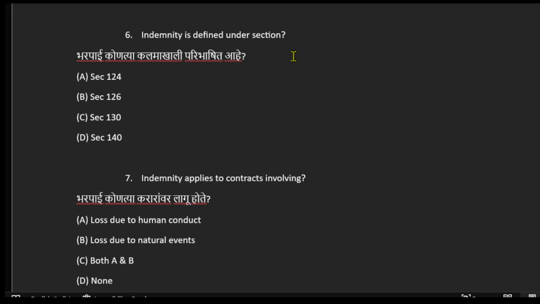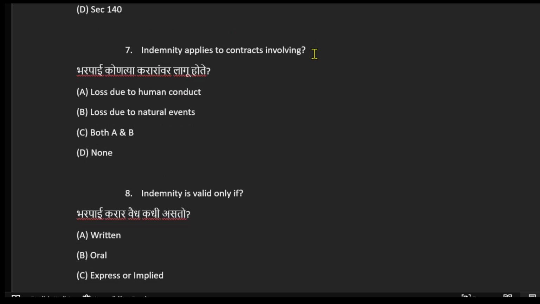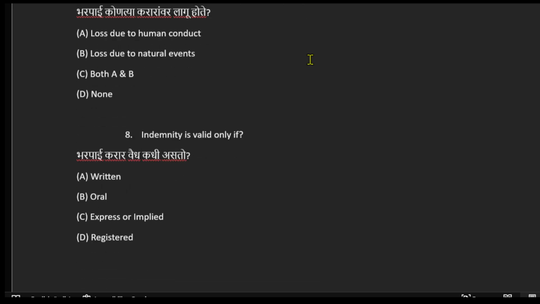6. Indemnity is defined under section 124. 7. Indemnity applies to contracts involving loss due to human conduct, loss due to natural event. Both A and B option is correct.